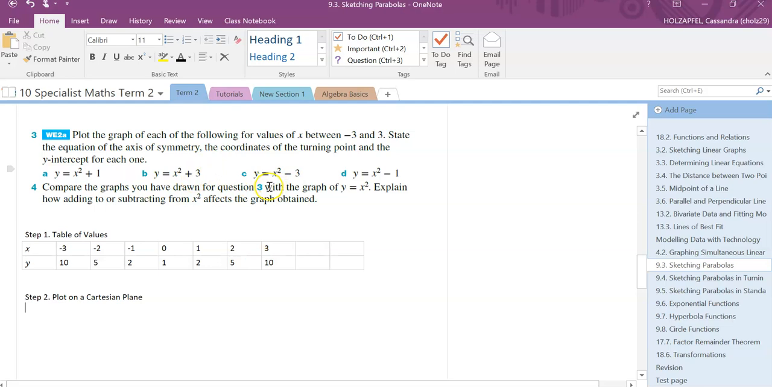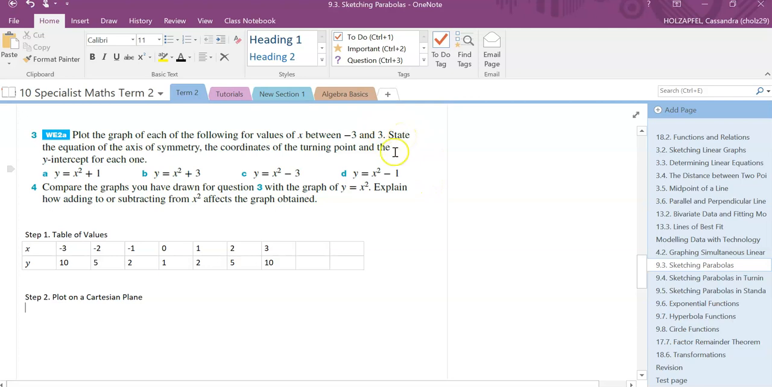Okay, so let's have a look at what that second part of the question was now. Compare the graphs you have drawn with the graph of y = x squared. So yes, we've done that. We've seen that it's shifted this graph up by 1. Explain how adding or subtracting to x squared affects the graph obtained. Well, similarly to before, if I'm adding or subtracting a value on the end here, then that's going to shift that entire graph up or down.